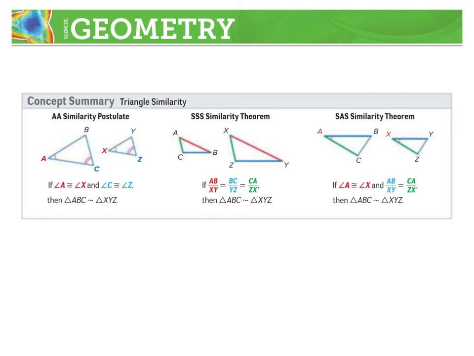And finally, there's the side-angle-side similarity theorem that states if the ratio of two pairs of corresponding sides are proportional and the included angles are congruent, then the triangles are similar. And the same thing applies here. You want to correspond the shorter side to the shorter side and the longer side to the longer side, and make sure that the angles that are congruent are the included angles for both triangles.